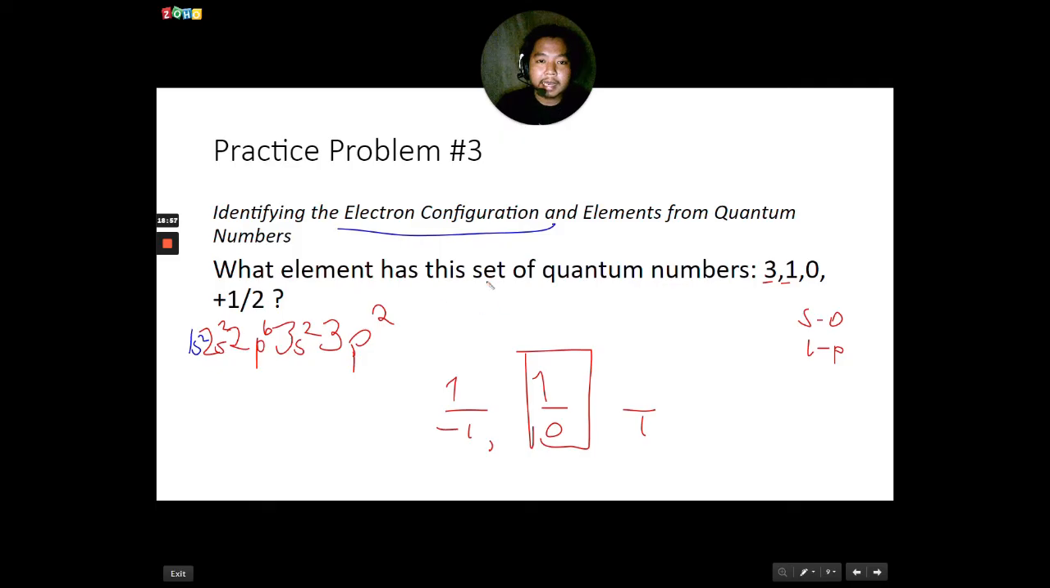That's the 14th element. Hydrogen, helium, lithium, beryllium, boron, carbon, nitrogen, oxygen, fluorine, neon, sodium, magnesium, aluminum, silicon. The 14th element is silicon.